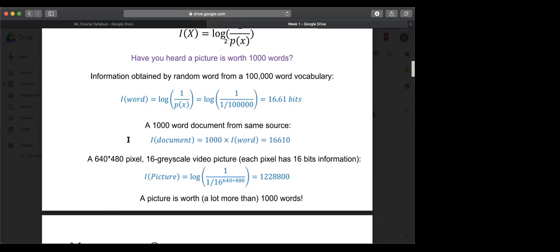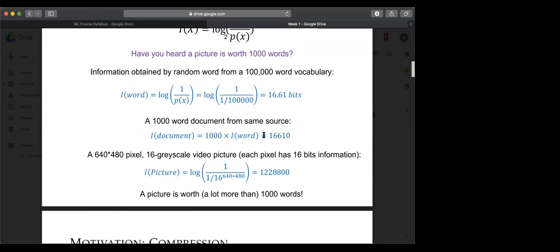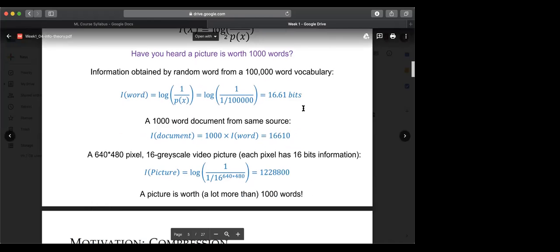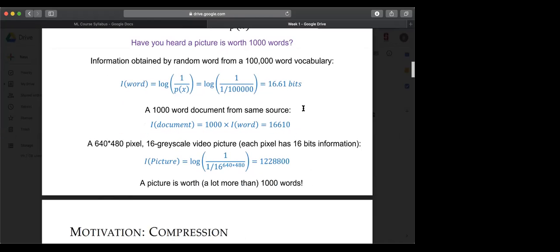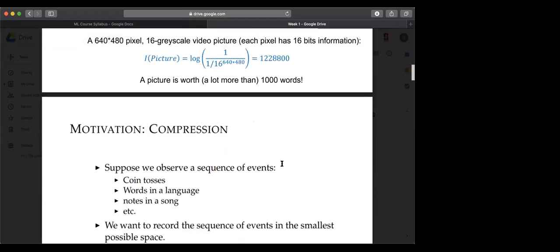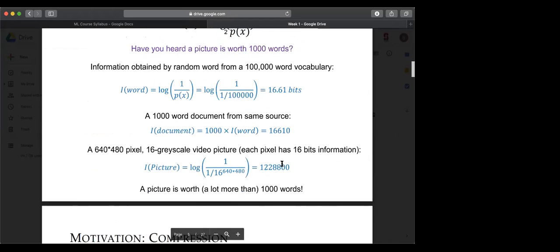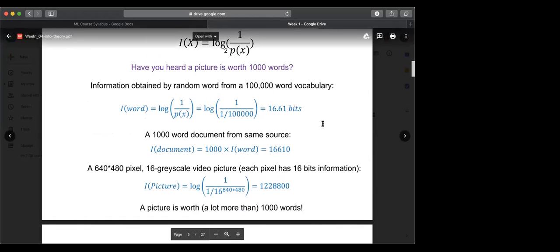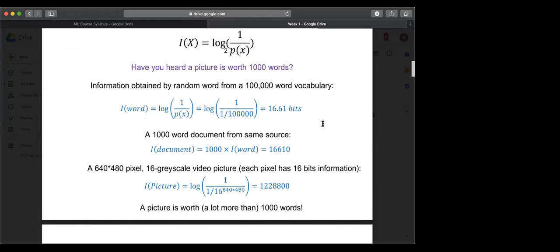Here's a couple more examples of information. So a 1,000 word document gets more information. Basically, the smaller your sample size is, the more information that you'll get per sample. Yeah, the smaller your event space is or your sample size is, the more information you'll end up getting per sample. Which makes a lot of sense, right?